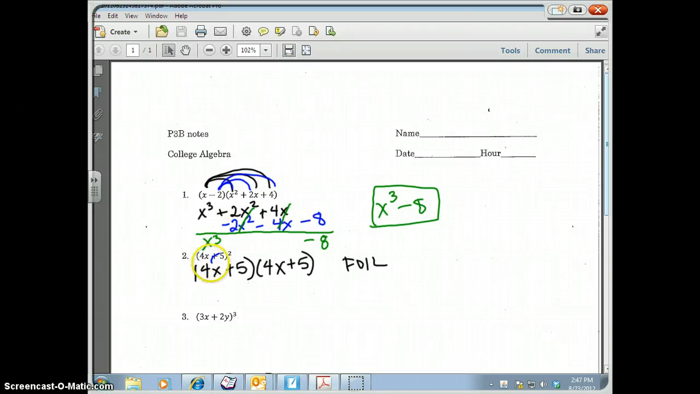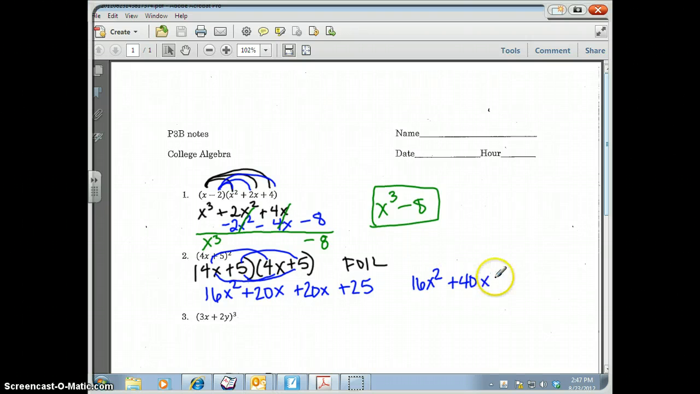So in this case, 4x times 4x is 16x squared. Then 4x times 5 is 20x. 5 times 4x is 20x. And 5 times 5 is 25. So you end up with 16x squared plus 40x plus 25.